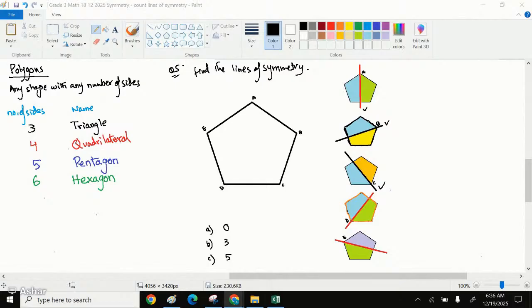Which option is the correct answer? I'll draw them again, okay? So that we have a clear picture of what exactly is the line of symmetry. If we draw a line at A, it's still symmetrical, right? We can still say that it is the line of symmetry. If we draw the line from B, can we say this is symmetrical?